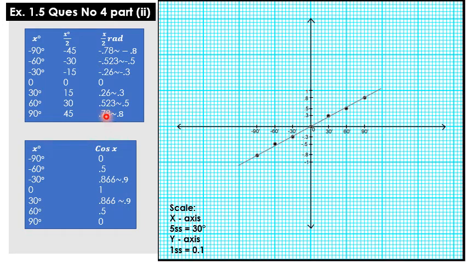Okay girls, now we have to plot y2. For that we get, at x equals minus 90, y is 0. Here it is. At x equals minus 60, y is 0.5. You will mark it here. At x equals minus 30, y is 0.9. So we will mark it here. At x equals 0, y is 1. At x equals 30, the value is 0.9. At x equals 60, the value is 0.5. At x equals 90, the value is 0. And then we mark these points and let's see what we get.